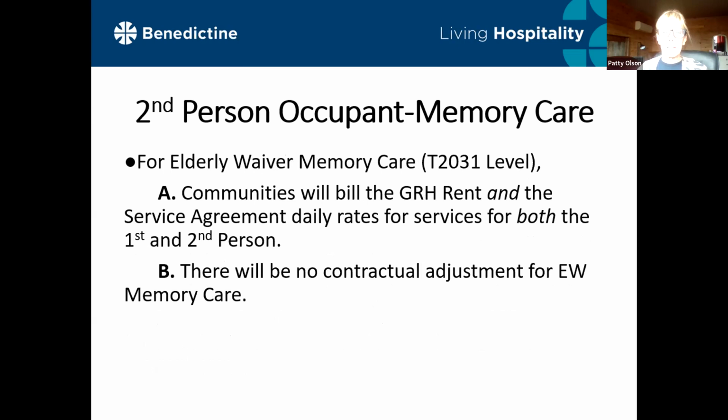If the second person occupant is elderly waiver, we have the elderly waiver memory care T2031 level. The community will bill the full GRH rent and the service agreement daily rate for both the first and second person. So you would bill the 1041 to both of them, and then they would both receive a service agreement for their specific services. And there's no contractual adjustment for EW.